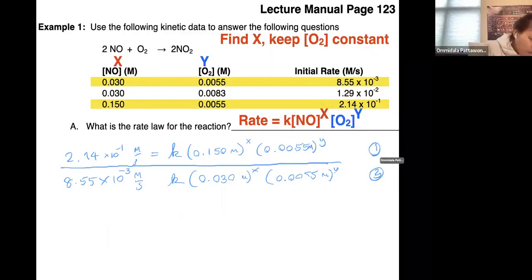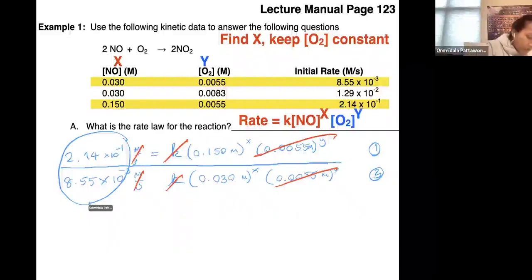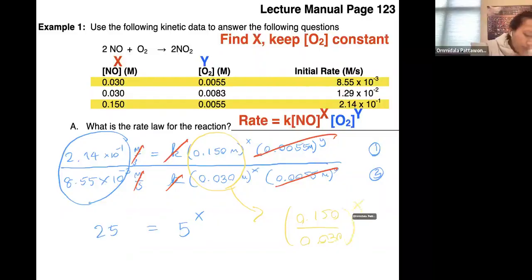Now you cancel all the constants. K cancels out, the unit molar per second cancels out, and the concentration of oxygen cancels out. Dividing these values by each other, you get 25, which is equal to the ratio of the nitrogen monoxide concentrations, giving 5 to the X. One of the exponent properties is that when you raise things to the same power, you can combine them. So this equals 0.150 over 0.03 raised to X. That's how I get 5 right here.